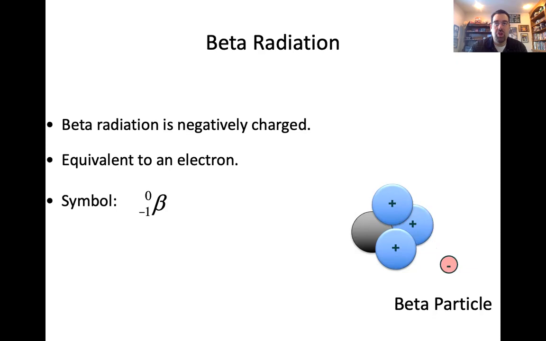As a result, the symbol you see there has a 0 in the upper left, because a proton and a neutron have relatively the same mass, so there's no change to the mass number. But you've got a -1 in the lower left because a neutron has turned into a proton. So you're going to have one more proton than what you started with. We are going to do an example of that right now.